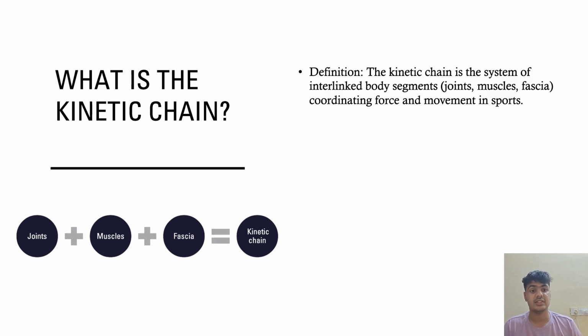So, kinetic chain is a system of interlinked body segments. Again, joints, muscles, and fascia coordinate force and movement in sports. Not just sports, even when walking, or movements like throwing a ball, cricket batting, bowling. All of these are coordinated movements where a lot of force is produced, and for all those actions creating a high amount of force and power, it is created because of these different parts or segments like joints, muscles, fascia, and other joint capsules.